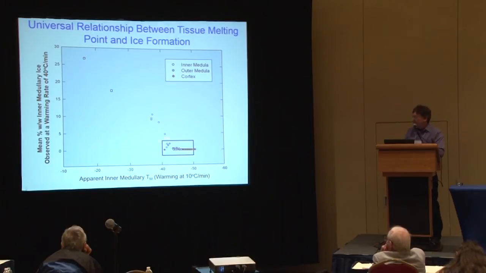And by the way, this box here, in which you see no ice formation on warming of the inner medulla, takes place at TMs between -40 and -50, which on a theoretical basis is what you need to vitrify stably, because if you have a TM below -40, your TH will be depressed to below TG.